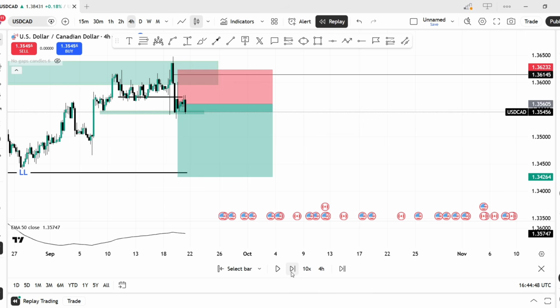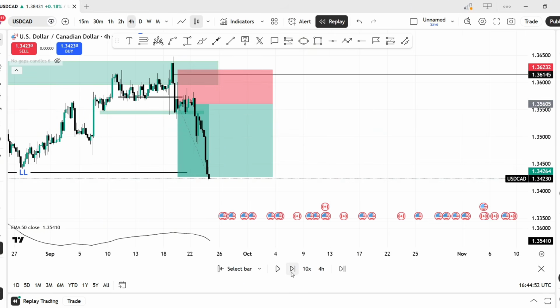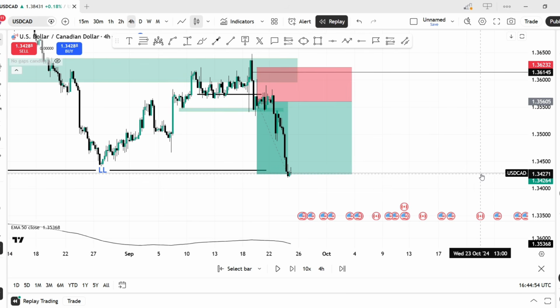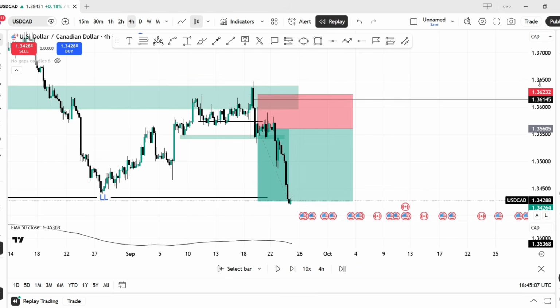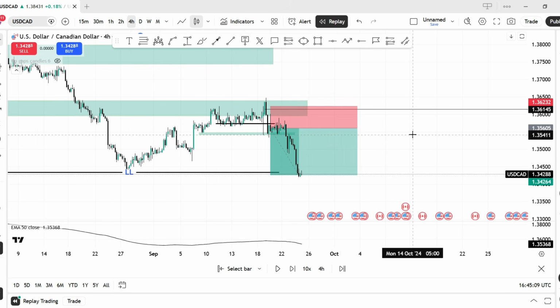Boom. TP smashed again. TP smashed, right? So now this is basically the simple explanation of how this trading strategy works.